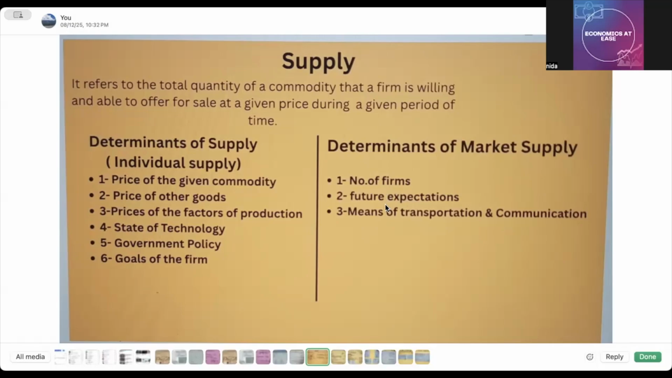Then future expectations regarding price. If sellers expect a rise in price in the near future, then current market supply will decrease, because their main motive is to earn the profit. So in future, if the price rises, then they are not going to supply at that moment when the prices are lower, which means the supply decreases. Then means of transportation and communication. If proper transportation and communication facilities are provided, then supply will increase. So this was the supply and its determinants.